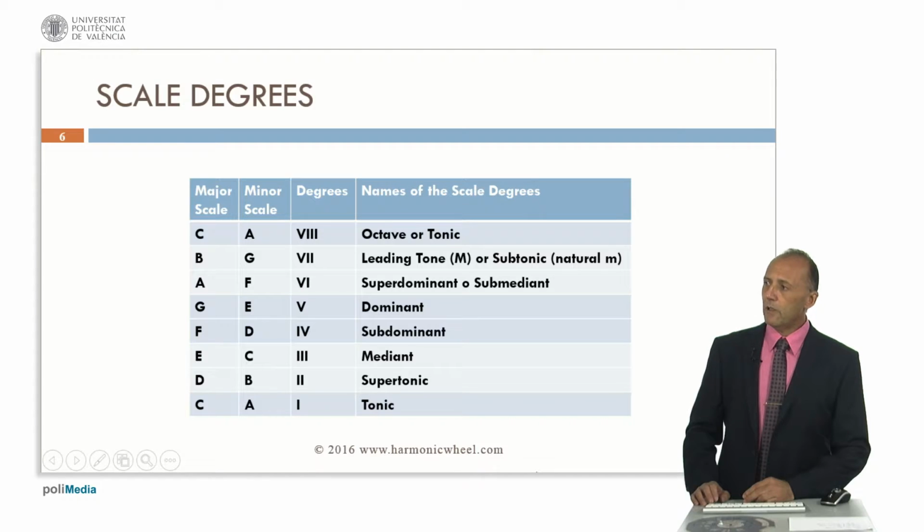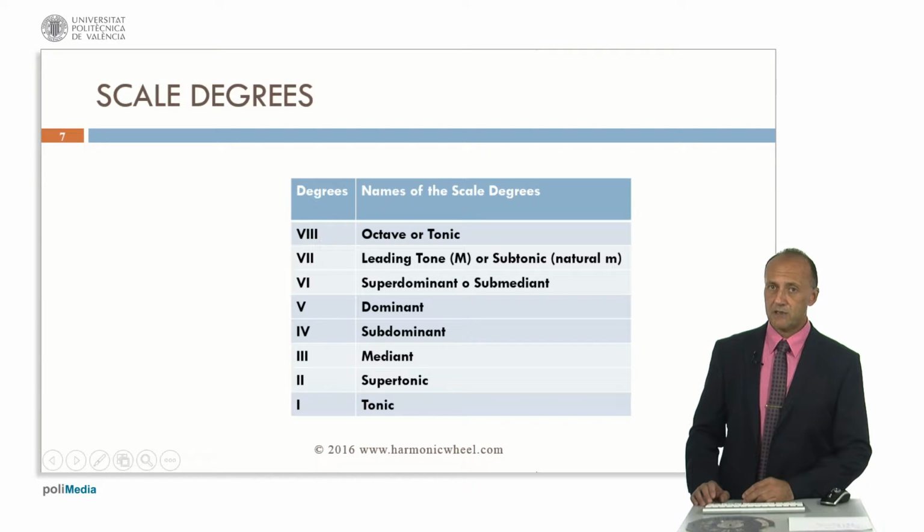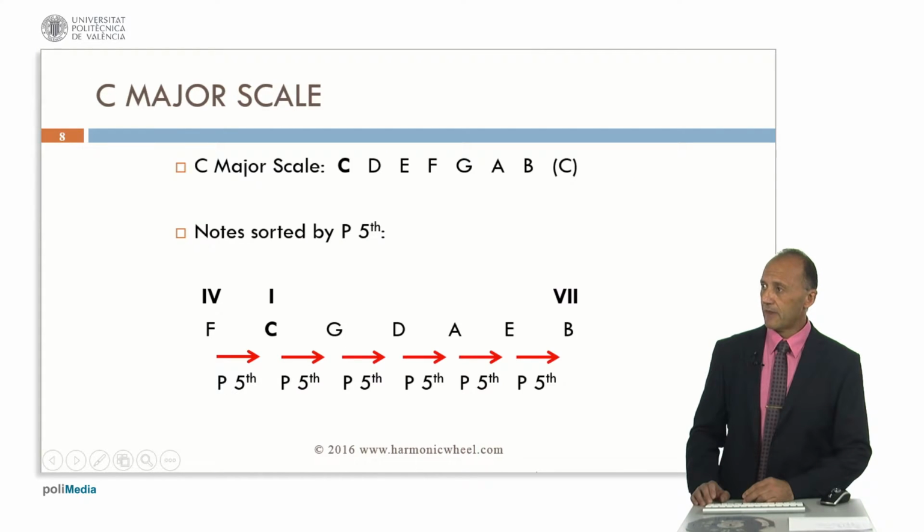First of all, we will assign a Roman numeral to every note in both scales, and we will call them, as we can see in this table, tonic, supertonic, mediant, subdominant, dominant, superdominant or submediant, leading tone in the case of a major scale, or subtonic in the case of a natural minor scale. The last degree is the octave or tonic. We will use the same names for every scale.